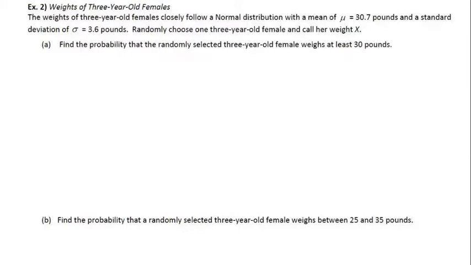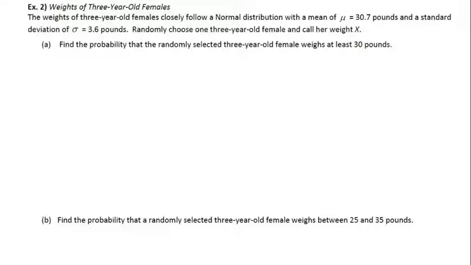All right, the last example for these notes has to do with the weights of 3-year-old females. It says the weights of 3-year-old females closely follow a normal distribution with a mean of 30.7 pounds and a standard deviation of 3.6 pounds. Randomly choose one 3-year-old female and call her weight X. So this sounds like a normal distribution problem. Part A says find the probability that the randomly selected 3-year-old female weighs at least 30 pounds.